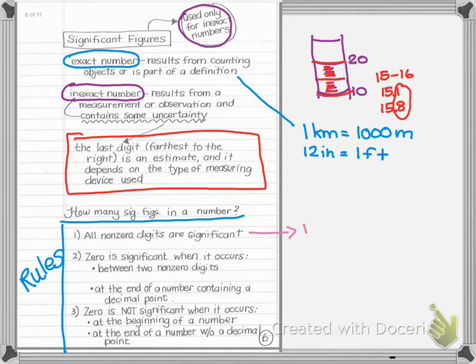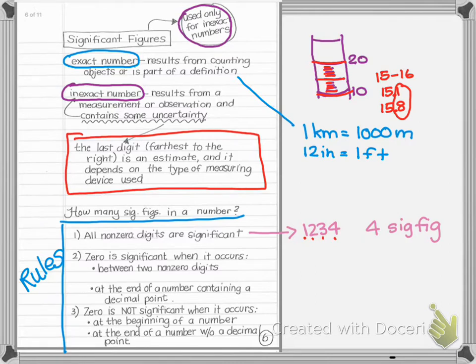So if I had the number 1, 2, 3, 4, none of those numbers are 0, so this would have 4 significant figures. So anytime the numbers 1 through 9, they are all significant. And so when we're counting how many significant figures, you'd count 1, 2, 3, 4. So that would be 4 significant figures.